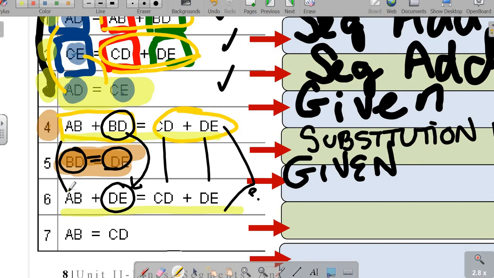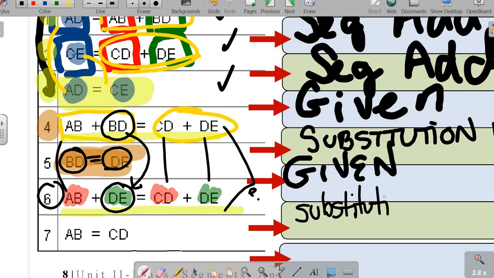Okay? AB is the red. DE is the green. CD is red. And DE is also green. Remember, we're trying to get the reds to be by themselves. So what is step 5? We substituted. And what did we substitute? We used steps 4 and 5 to substitute into 6.